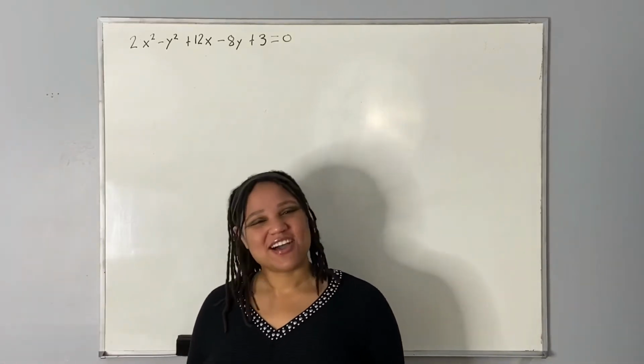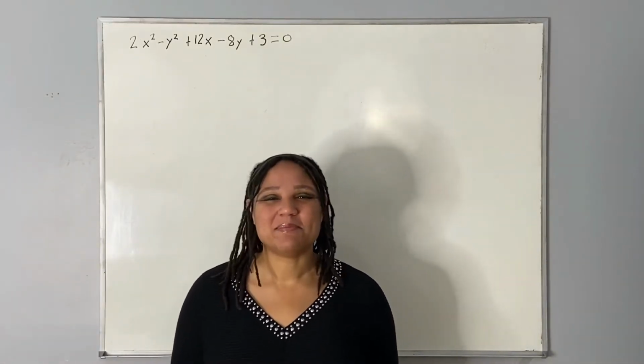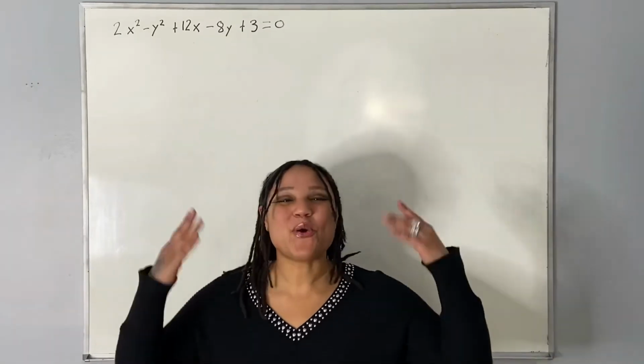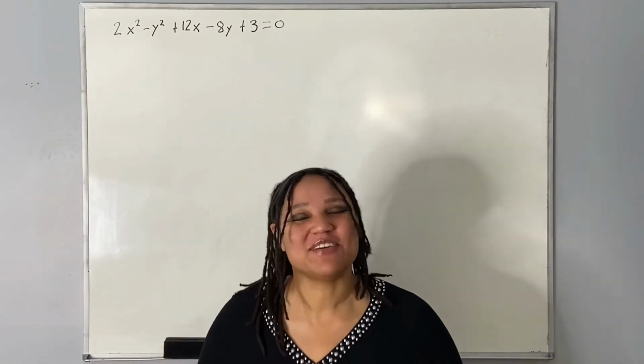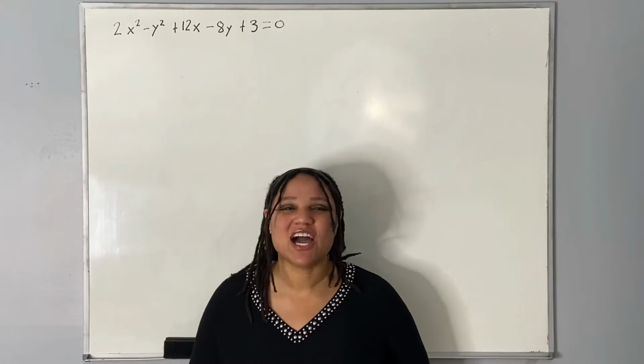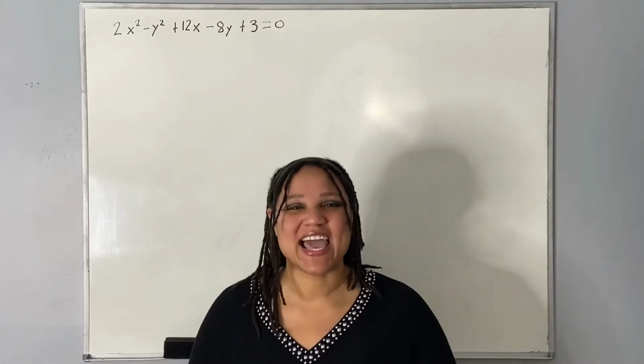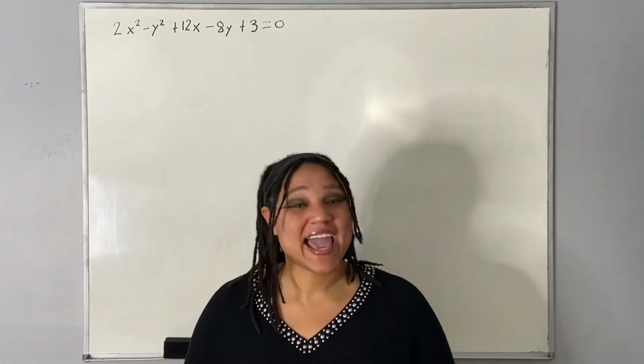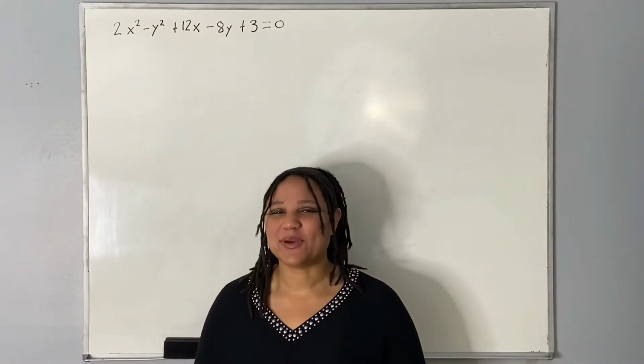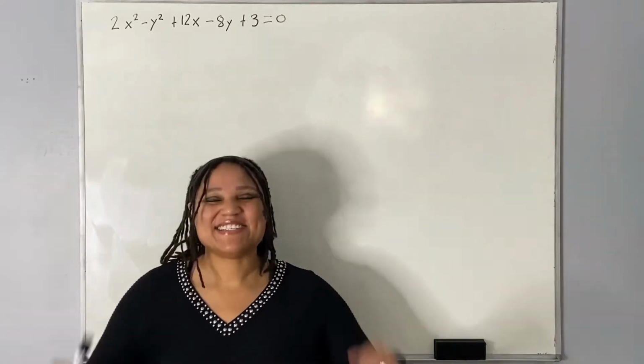Part 3 of conic sections, we're going to be talking about the hyperbola. We're going to find the center, the vertices, the foci, the endpoints of the conjugate axis, the transverse axis, the asymptotes, and we're going to draw a quick sketch of the graph. Let us look at our problem.